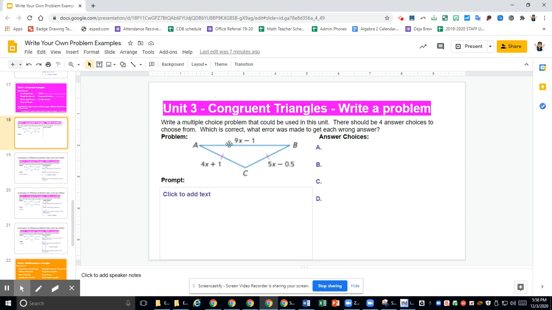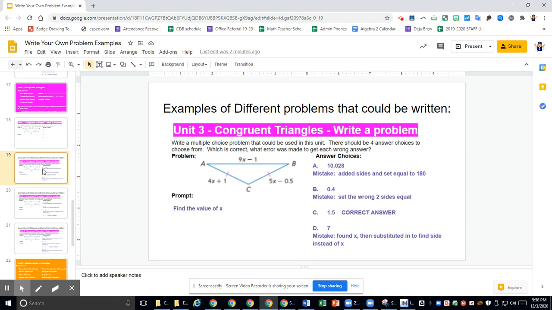I could ask to find how long is AB. I could ask to find how long is BC. I could ask to find the perimeter of the whole triangle, right? Lots of things I can ask. Let's look at the three things that I did ask. The first one, find the value of x. So straightforward, set these two equal to each other, solve for x, right? You end up getting a 1.5.